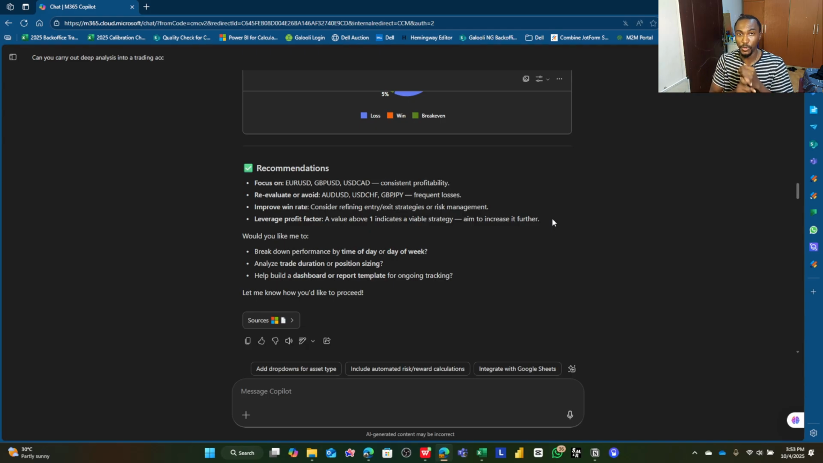Focus on Euro USD, British pound USD, and USD CAD. Consistent profitability. Reevaluate or avoid Australian dollar US dollar, US dollar Swiss franc, British pound Japanese yen. They are frequent losses. Improve win rates. Consider refining entry/exit strategy or risk management, and leverage profit factor. A value of above 1 indicates a viable strategy. Aim to increase it even further, right? Which is what we're doing right here. We're trying to get better at what we're doing by refining and getting better.